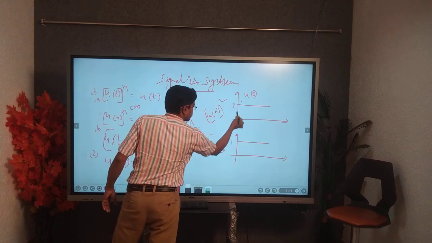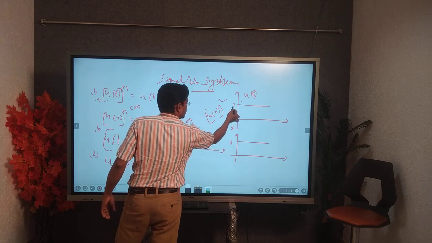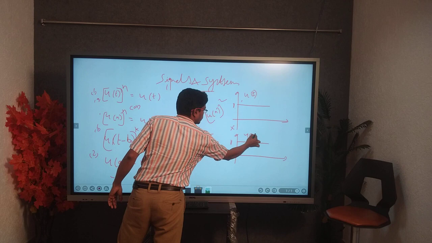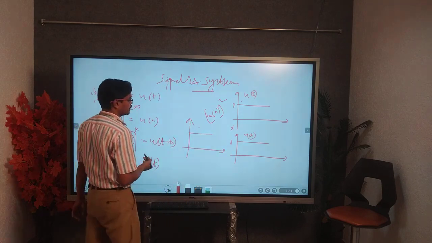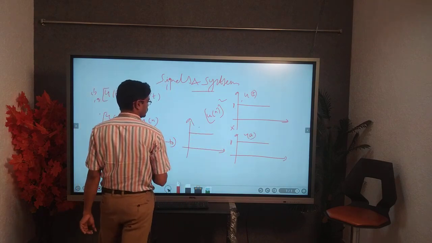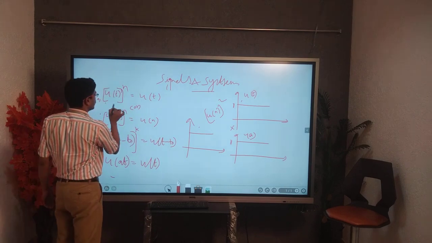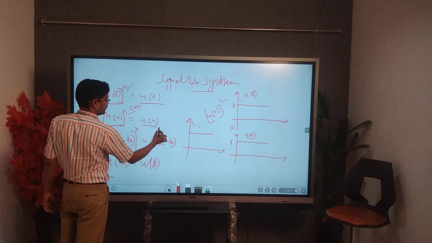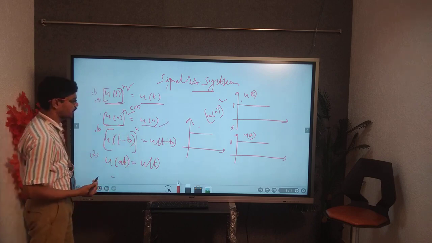The amplitude is 1. This is also 1. It is multiplied, 1 and 1, this signal and this signal. So that's why the same signal will come. That's why E of t power of n, E of n power of n, will be equal to E of t. And next one, shifting.